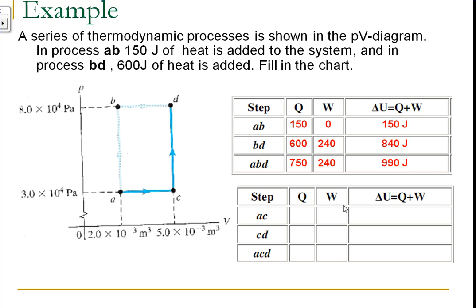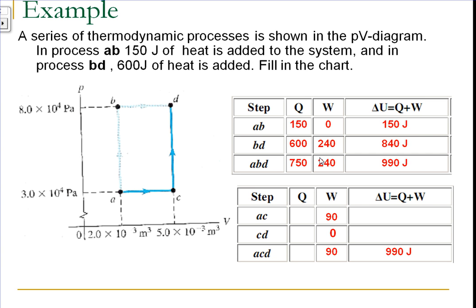Now let's go to the steps down here. I know the total change of energy from A to C to D has to be 990 joules. So let's work backwards. I know the work from A to C is 90 because it's 3 times 10 to the 4th pascals times (5 minus 2) times 10 to the negative 3 meters cubed. From C to D, I know the work done is 0. So the total work done from A to C to D is 90.